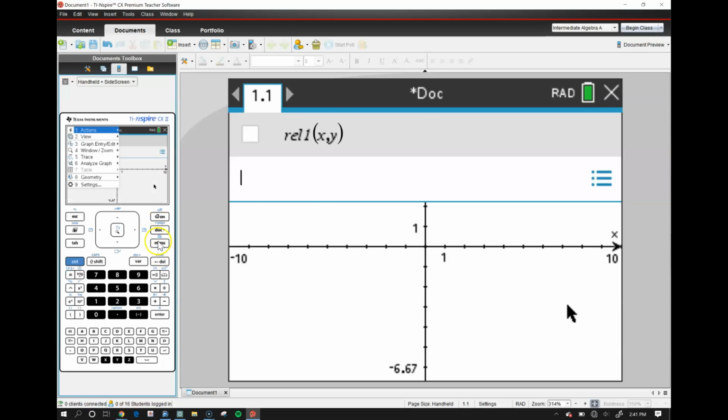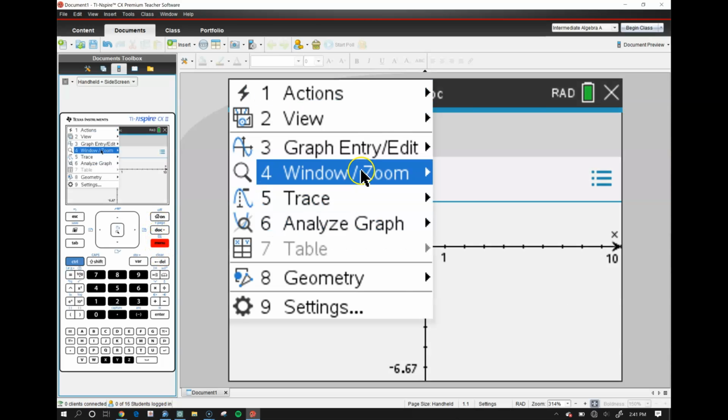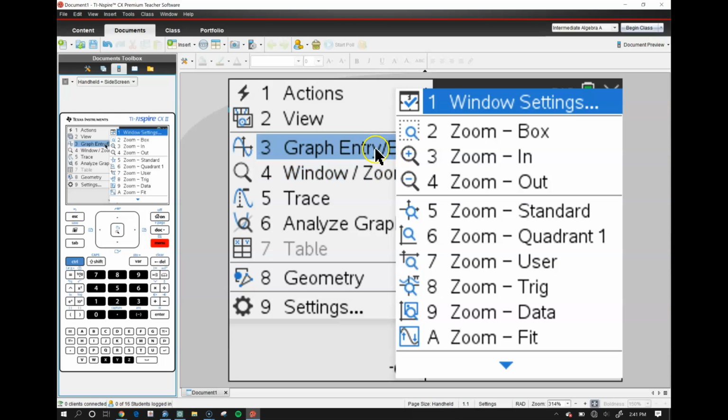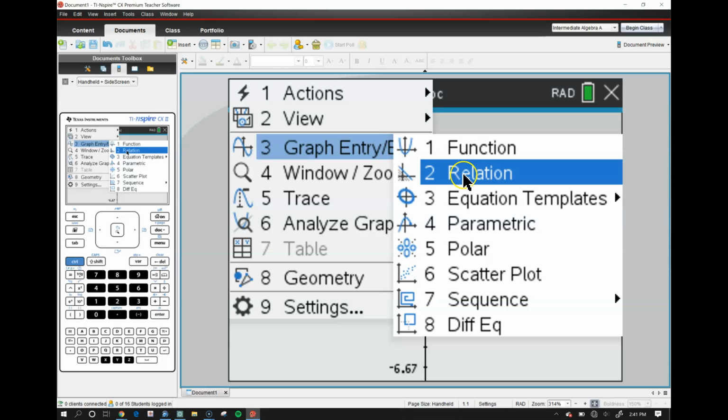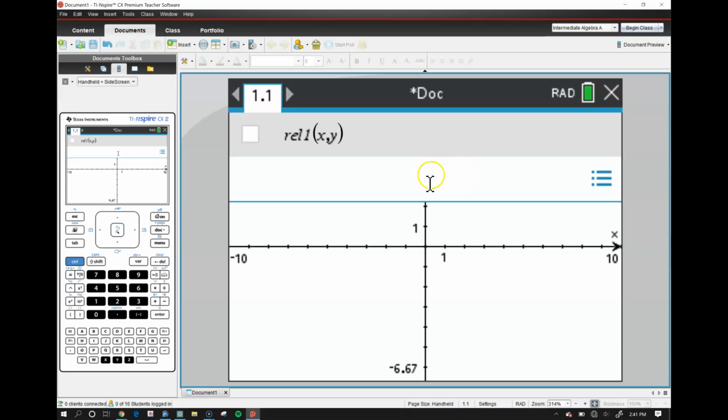Okay, so if you go to menu, graph entry, edit, you can click on relation. So notice relation has the shading for inequalities. So you click on relation, that's the second way of doing it.